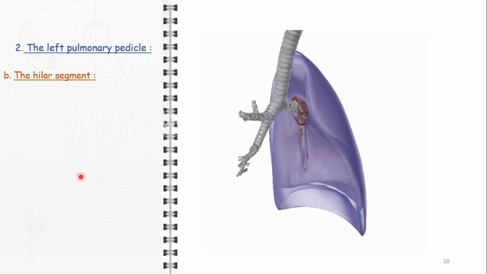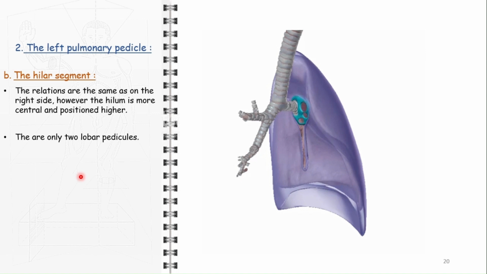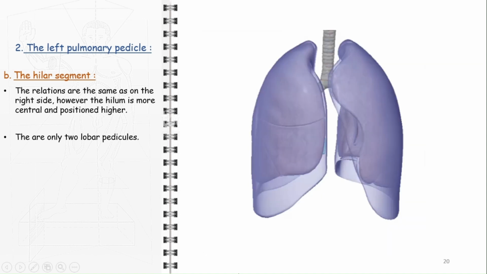The relations of the left hilar segment are the same as on the right. However, the left hilum is more central and positioned higher. And there are only two lobar pedicles.